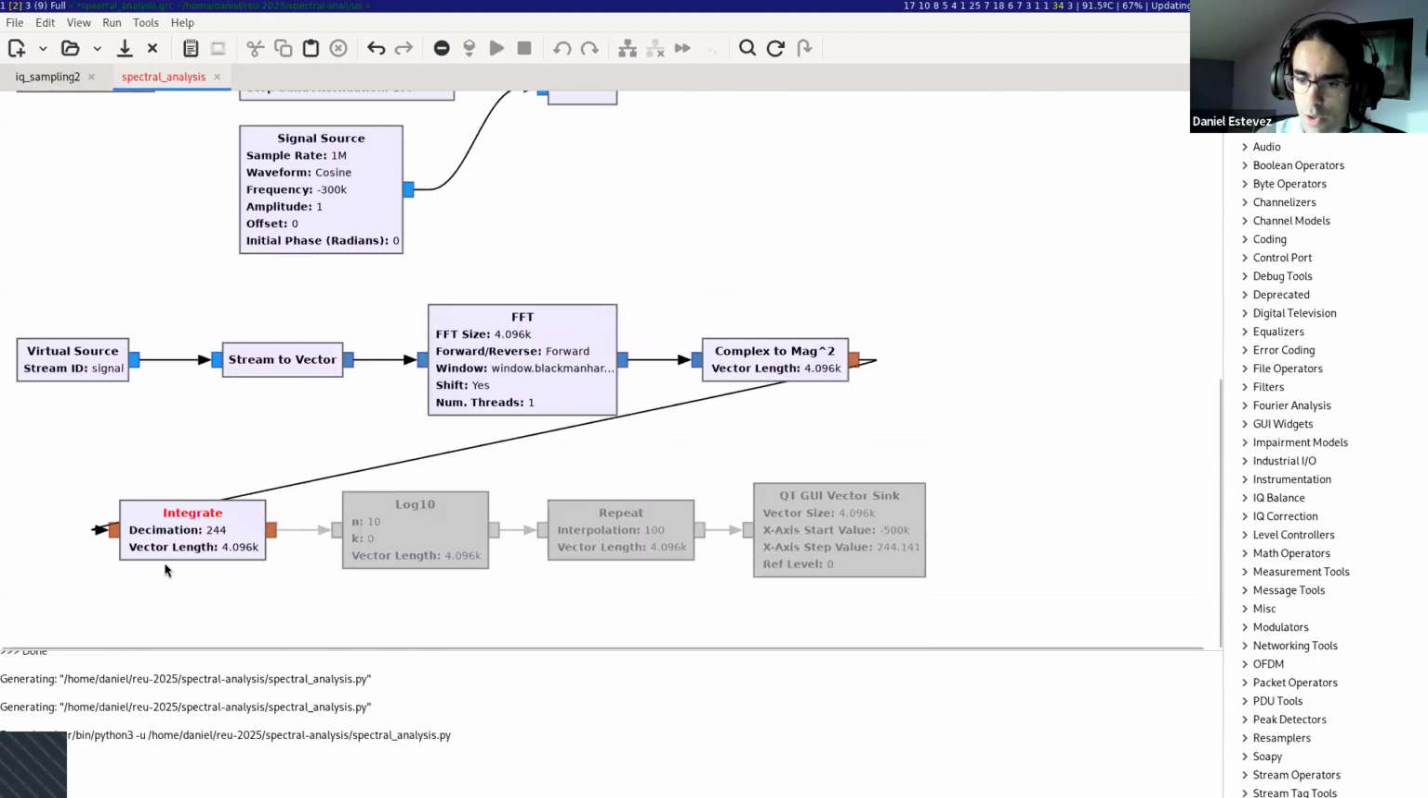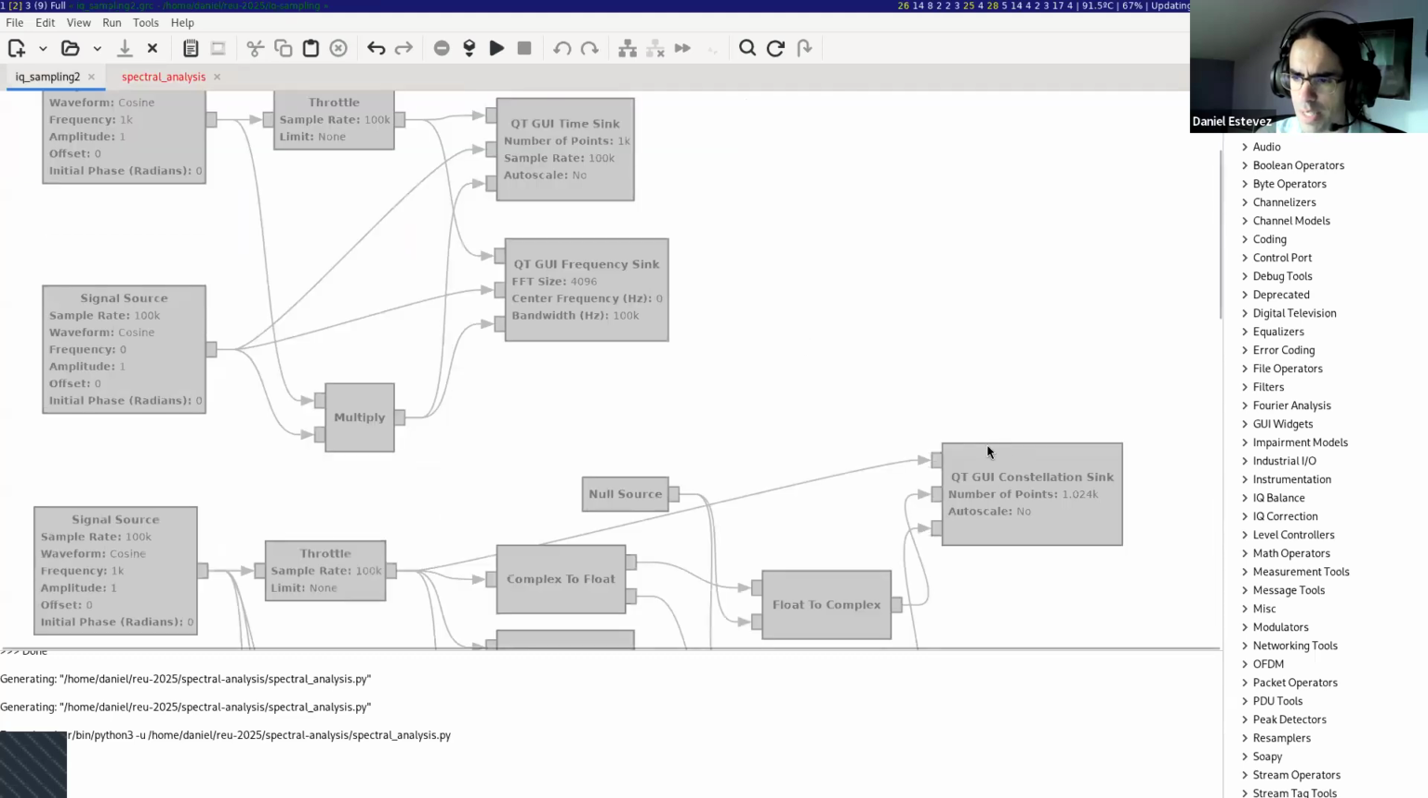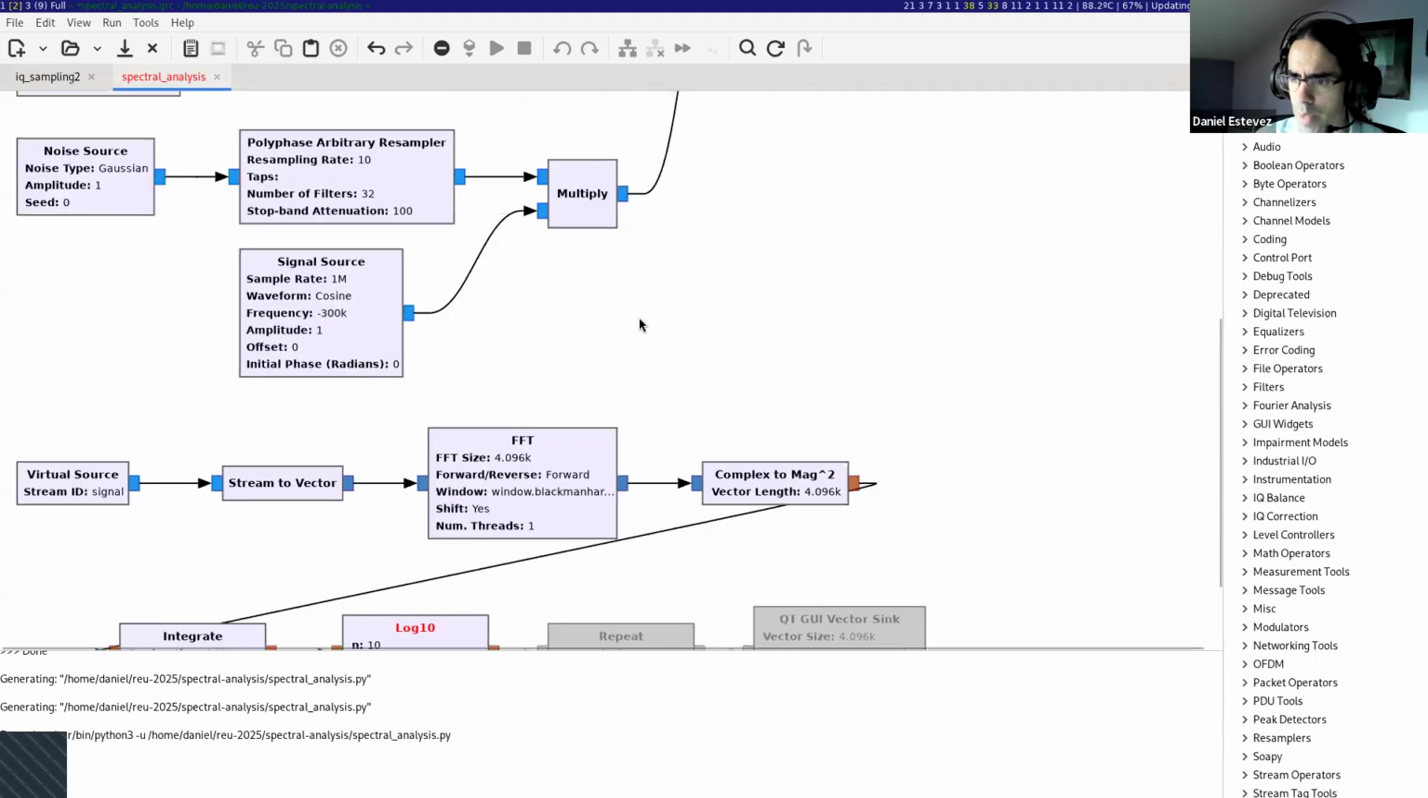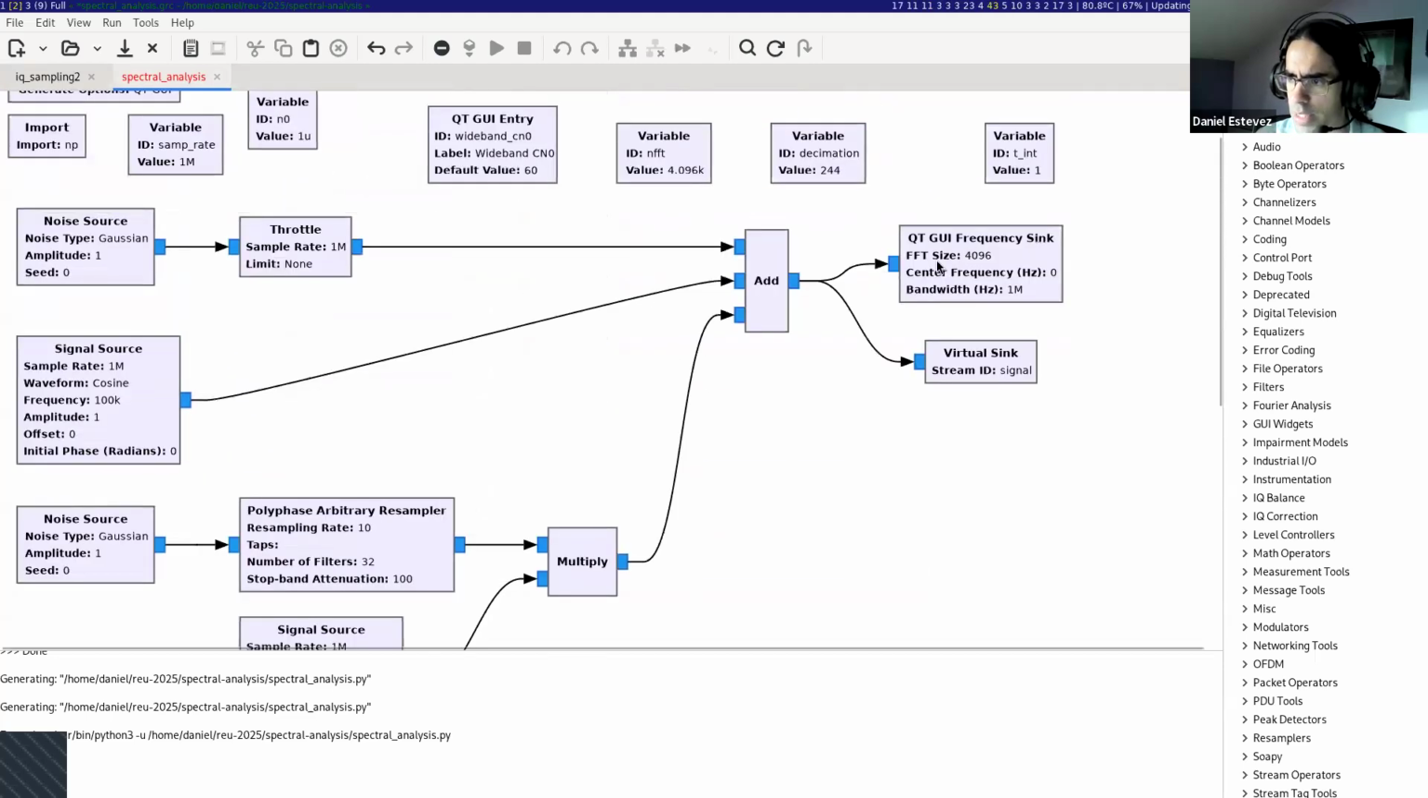And I'm adding all of them in this integrate block. So this integrate block is summing 244 FFTs and then producing a result. It's summing the next 244 FFTs, producing the next result, and so on. And again, we need to set the vector length. Then I need to convert to dBs, because this plot is in dBs, and sorry, I've somehow changed my tab in here. So this plot is in dBs, the frequency sink.